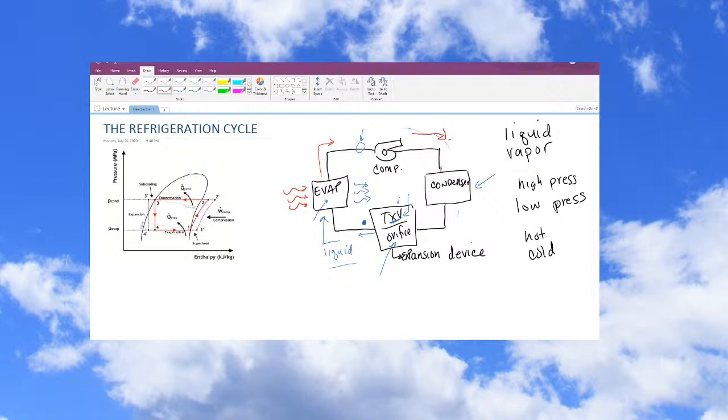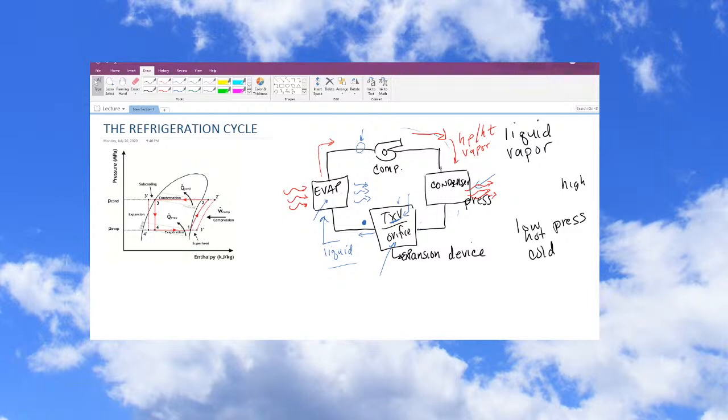So what we have here is a high pressure, high temperature vapor. And then it hits the condenser, and the condenser goes bleh, and pukes all the heat off to the atmosphere, which is in the front of your car or it's behind your house. Your compressor and your condenser are in the same location.